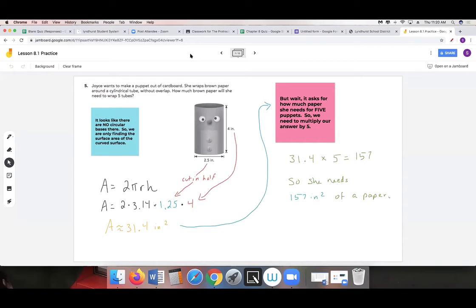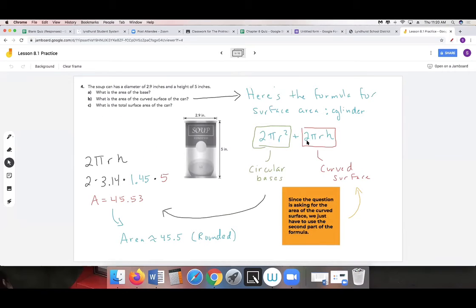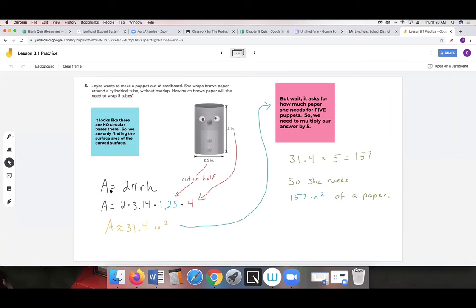So remember, guys, when we're just looking for the curved surface, we're just using the second part of the formula, 2 pi RH. So that's what I have here. The area is equal to 2 pi RH, 2 times 3.14. I got this 1.25 because I have to cut the diameter in half. And then, of course, I have the height. So my answer is 31.4. However, it's asked how much paper she needs to do 5 of these puppets. So I have to take this answer, 31.4, and multiply it by 5, and that's how I got 157.